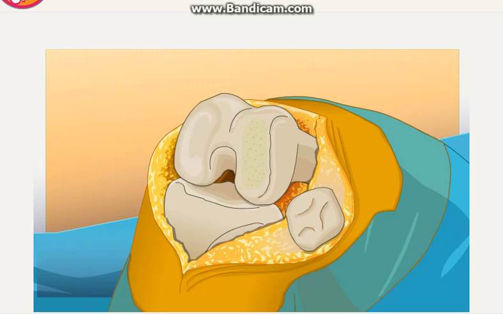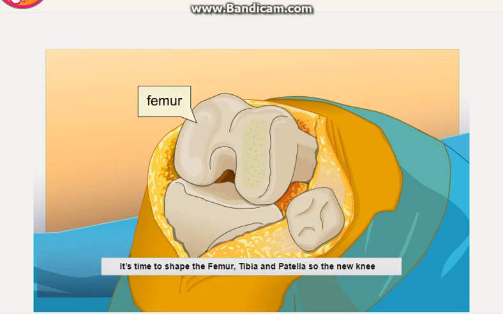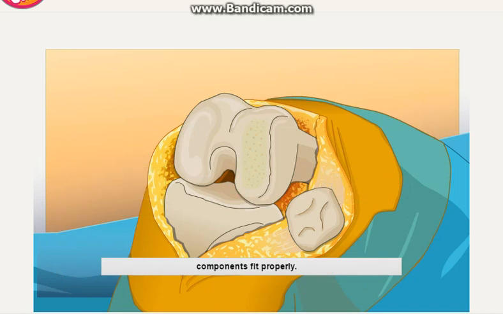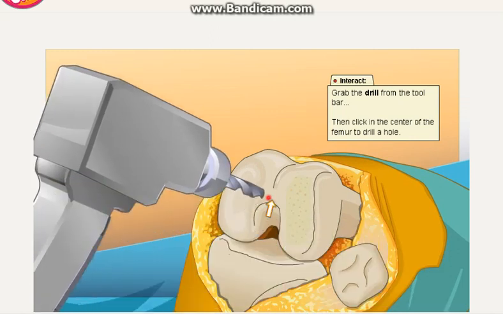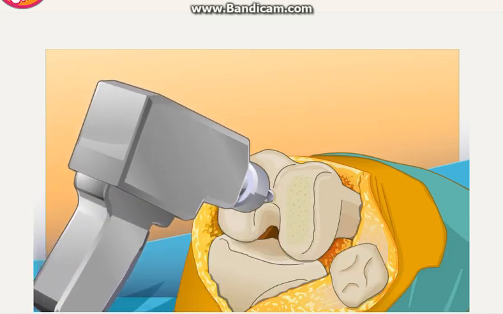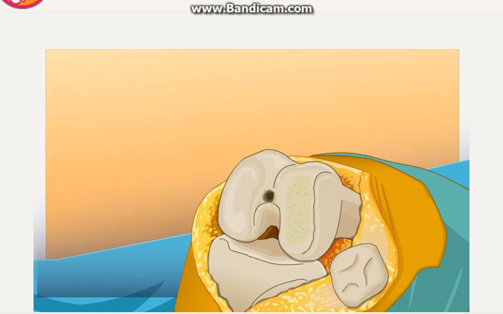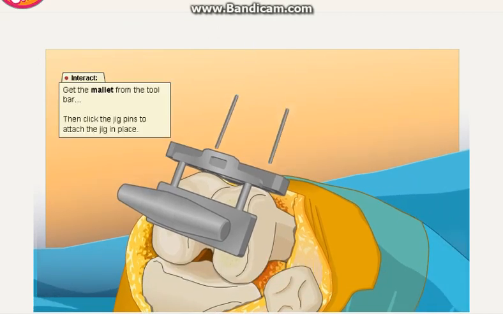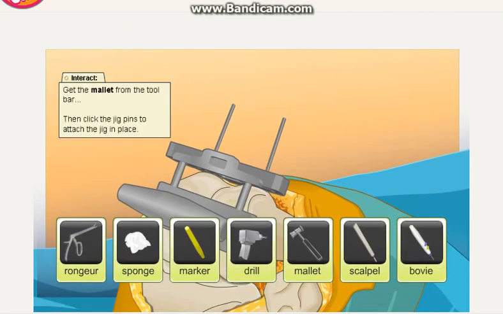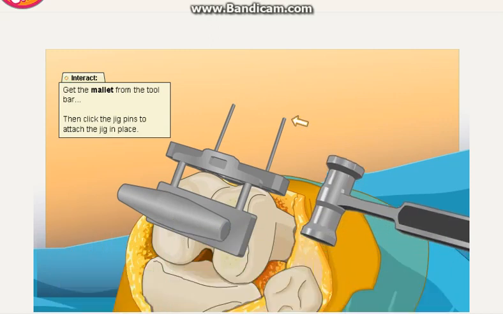Are you a good sculptor? It's time to shape the femur, tibia, and patella so the new knee components fit properly. A hole must be drilled inside the femur to set up the distal femoral cutting jig and alignment device. The jig is put into position and helps ensure that the cuts made to the bone are exactly what are needed. Now hammer in the pins to hold the jig.